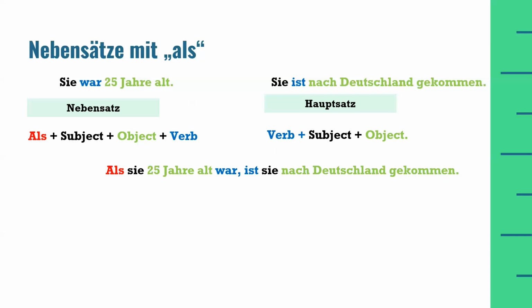Now we also have to understand in which particular scenario we can use the conjunction als. Als will be used to describe all those events that have happened in the past and that have occurred only once. These events must not be repetitive. So there shouldn't be any repetition of the event, and this event must have happened in the past. Again, als sie 25 Jahre alt war, ist sie nach Deutschland gekommen. When she was 25 years old, she came to Germany.